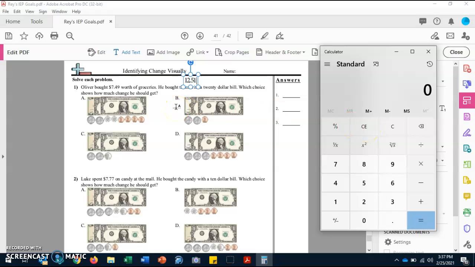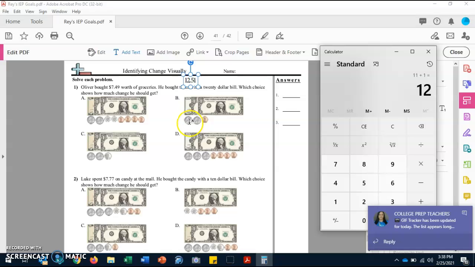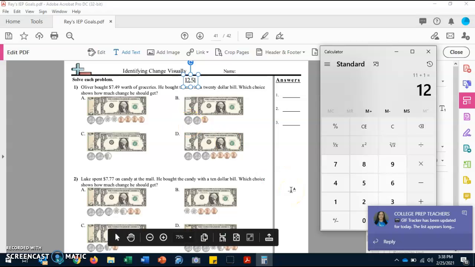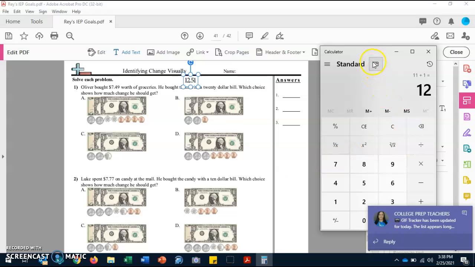So then if we go to letter B, we have a $10 bill, a $1 bill, and another dollar bill. So if we add that, that gives us $12. So $12.51. So this might be our answer. So now let's count our coins. So we have a quarter, and a penny. How much is a quarter worth? Does anybody know? Yes, good job. It is worth 25 cents.